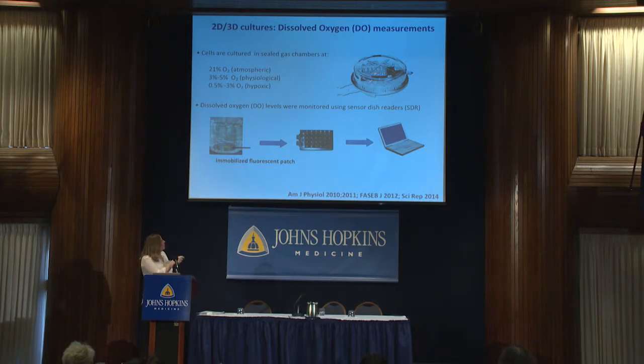We take these petri dishes, put them in this completely sealed chamber, and flush very low oxygen, 1% or 5%. It has to be sealed, because otherwise it's going to become 21% very quickly. And what we added are those little sensors that can analyze, in real time, the oxygen levels that the cells actually see.